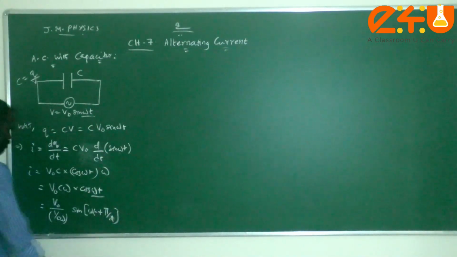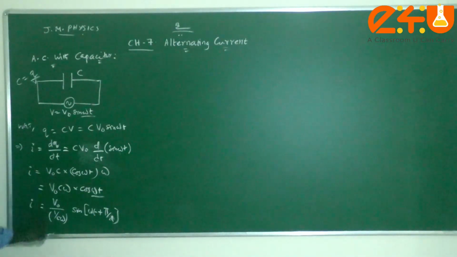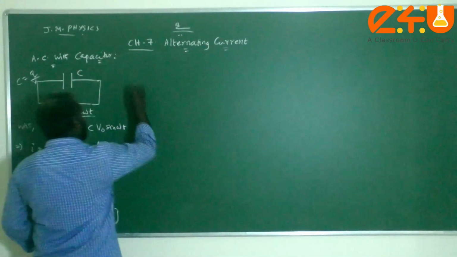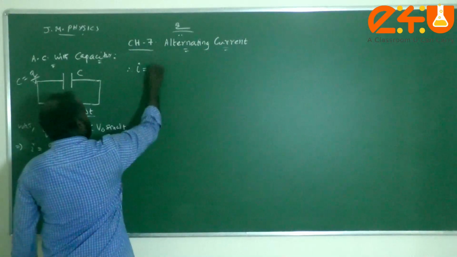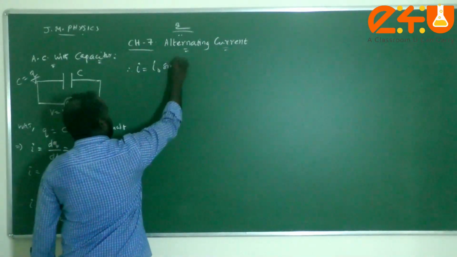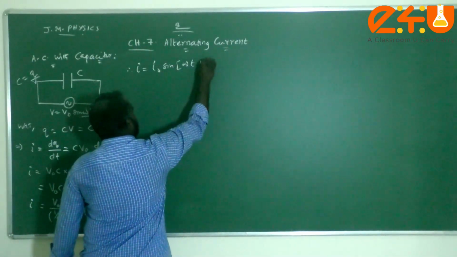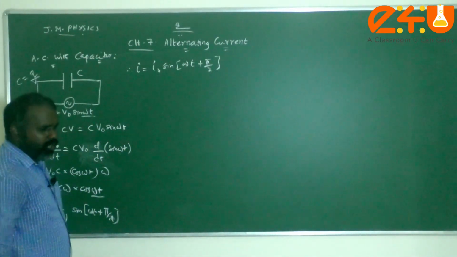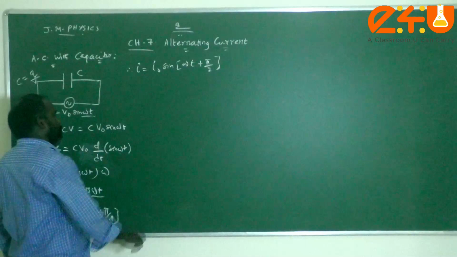Now, as I said earlier, this is the dimensionless quantity, and the left side is of current dimension, so the right side should be of current dimension. Since this is voltage, this must be of resistance dimension. Therefore I can write that I is equal to I naught sine of omega t plus pi by 2. Always be careful with the basic mathematics.